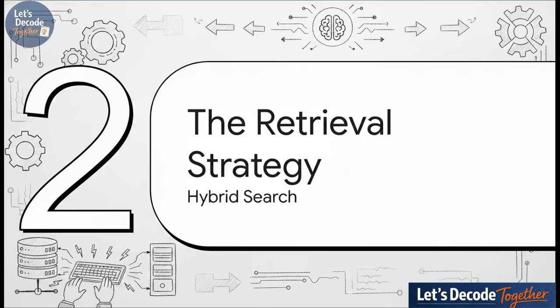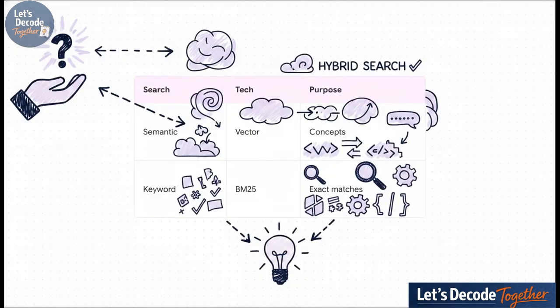Which brings us to Section 2, the retrieval strategy. So what happens when you type a prompt? Cursor uses a really brilliant hybrid strategy. It doesn't just rely on one method. It hits your local database with a 1-2 punch.